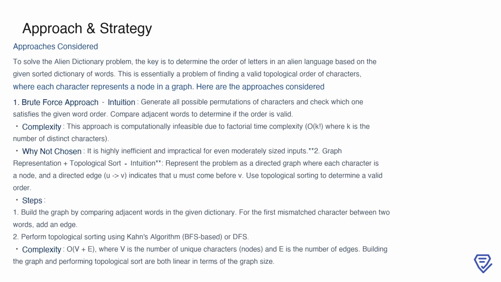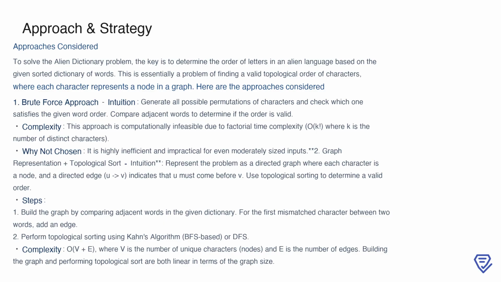The intuition here is to generate all possible permutations of the characters and check which one satisfies the order specified by the dictionary. However, this approach is computationally infeasible due to its factorial time complexity. For even a moderate number of characters, this would become impractical.